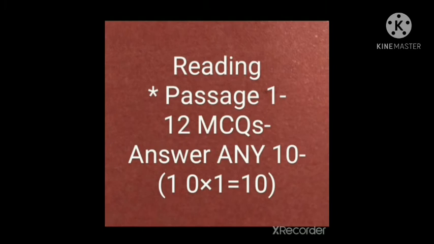Now part A, reading. Reading contains 2 passages, passage 1 and passage 2. Passage 1 and passage 2 contain MCQs. MCQs means multiple choice questions. Passage 1 contains 12 MCQs, and you have to choose any 10 questions from that and write the answer.